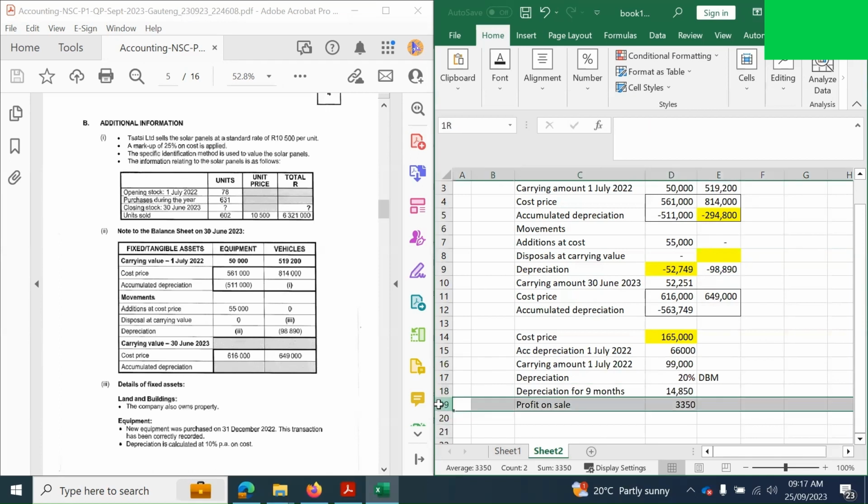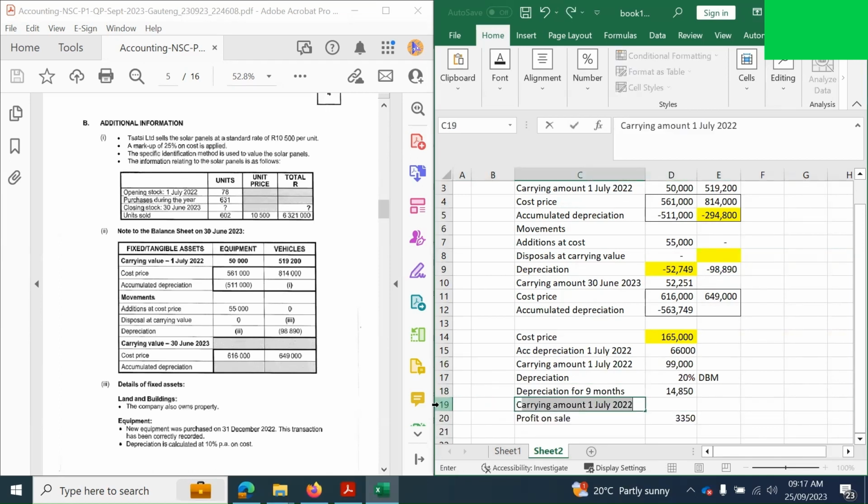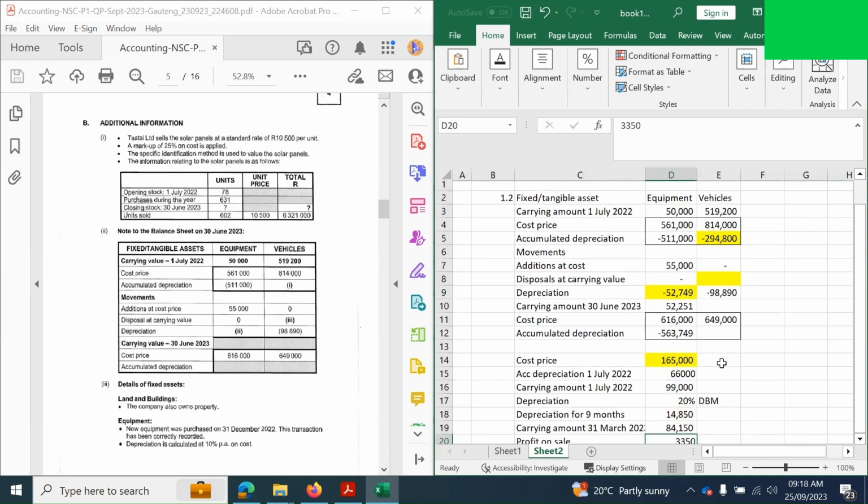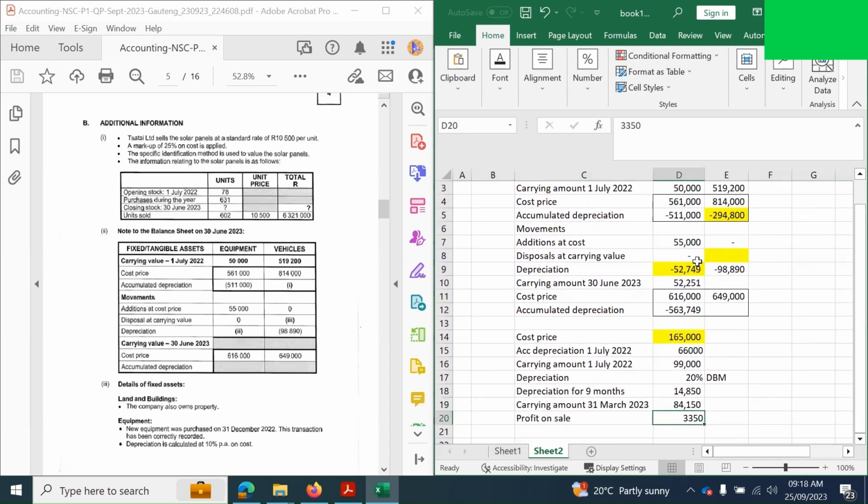Right, so having this, I can now calculate the carrying amount the day before it was sold. So this is the 31st of March, 2023. And to work that out, it's the carrying amount at the beginning minus the depreciation for the 9 months, which gives me 84,150. So this is my carrying amount at that point in time. So I can then put this here as my disposal at carrying value. Okay, so 84,150, and that answers this question. So we now know 1, 2, and 3, and we have the values for that.